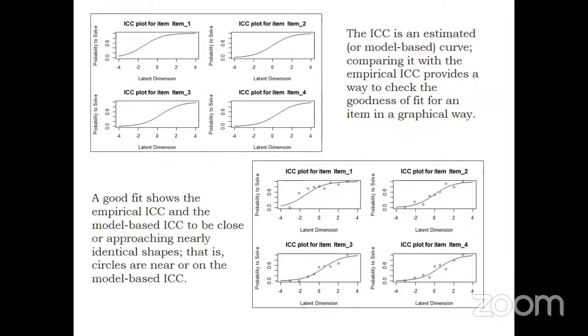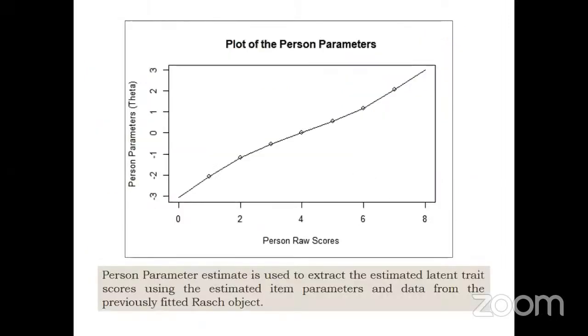So what we check here is whether the empirical ICC is fitting well with the model based curve or not. How do we check? If you get an identical shape, then you can say that there is a good fit. If it is not, then it is not a good fit. This good fit is important because it will tell you which item is fitting well in your test, which is not. So the person parameter estimate, the one we just discussed.